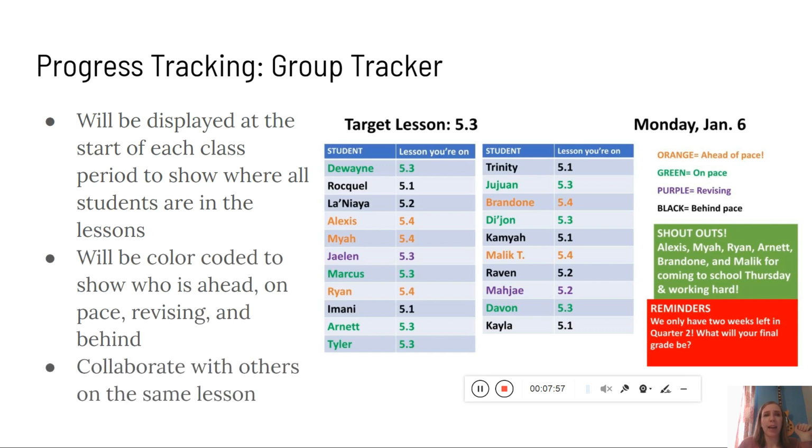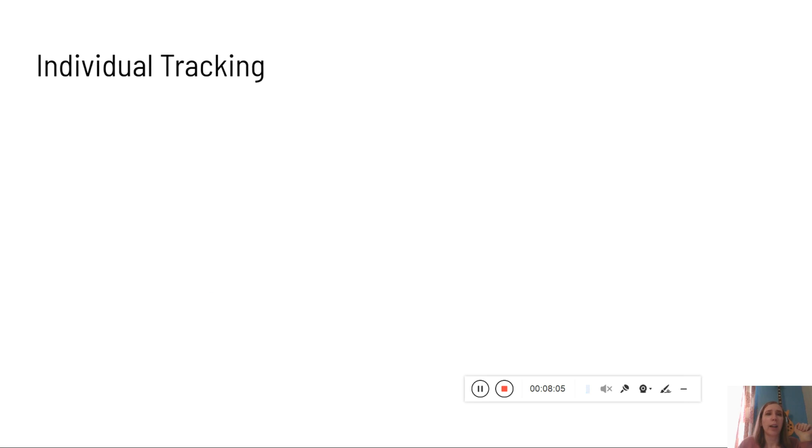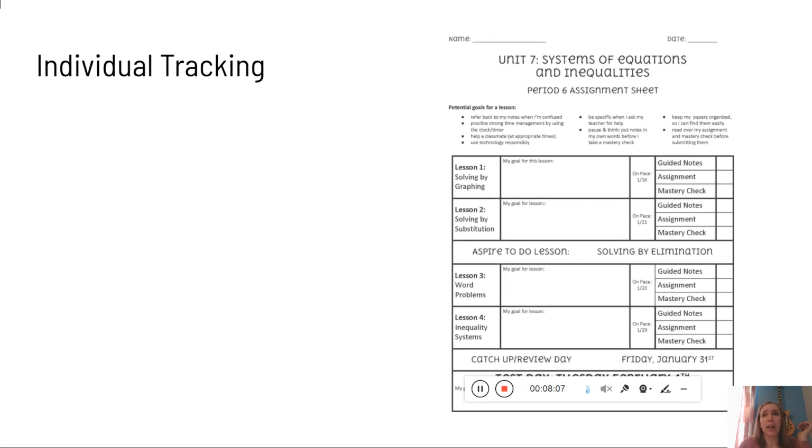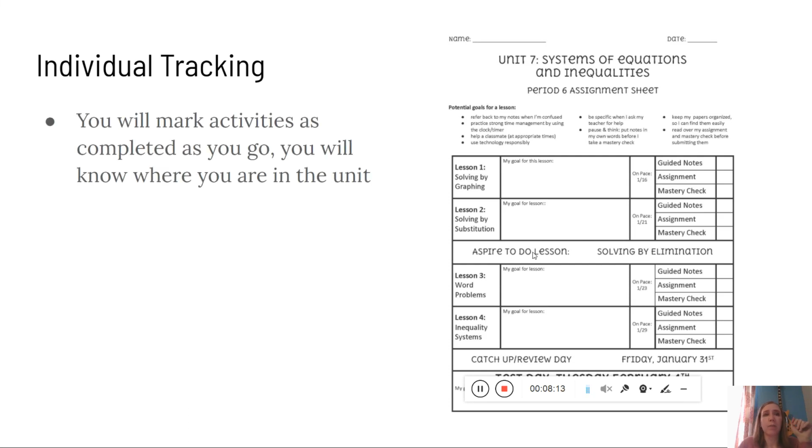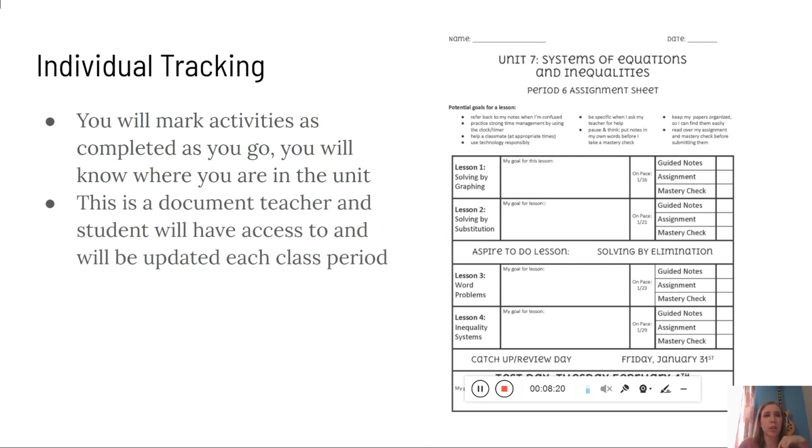All right. And you're going to collaborate with others on the same lesson or ask others for help if they've already mastered it. Okay, individual tracking. I have changed what this looks like a little bit, but I have made you a checklist in Google Sheets that you're going to mark as you go. You're going to mark activities off completed as you go, so you know where you are in the unit. I know where you are in the unit. It's a document that the teacher and the student are going to share. It's going to be updated each class period.